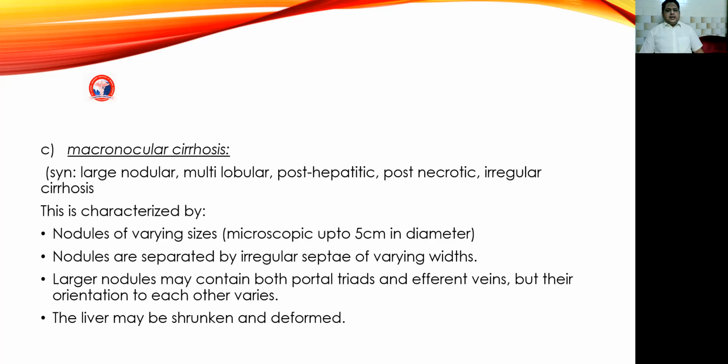Larger nodules may contain both portal triads and efferent veins, but their orientation to each other varies. They may contain both portal triads and veins, everything, but the orientation is not correct. It is abnormal. The liver may be shrunken and deformed. Most livers in cirrhosis are shrunken, that is, the size of the liver is reduced and the surface is deformed. The normal structure is lost. That is called cirrhosis.